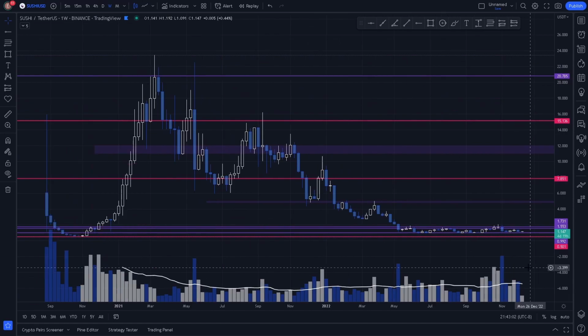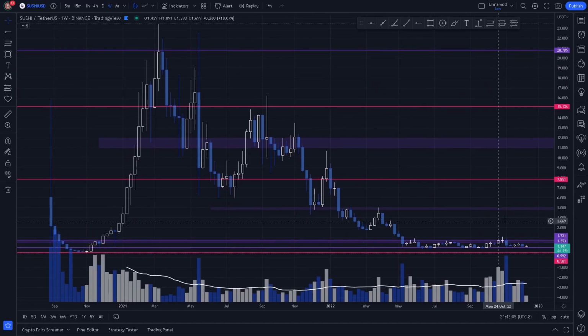So, these are all of our key levels plotted on the monthly and weekly chart for Sushi.